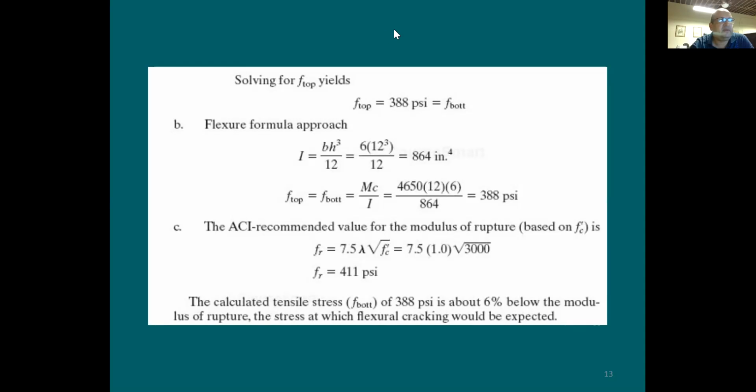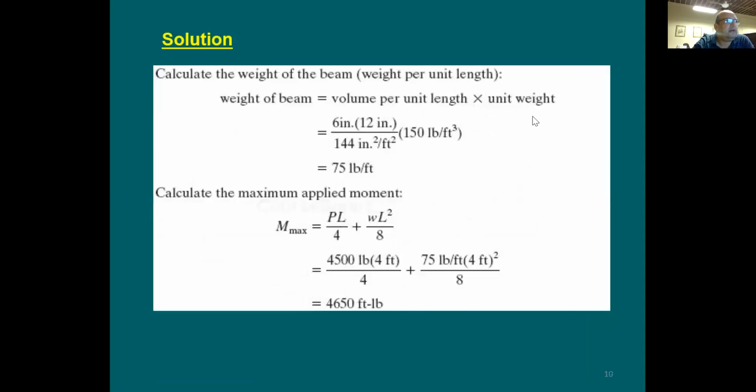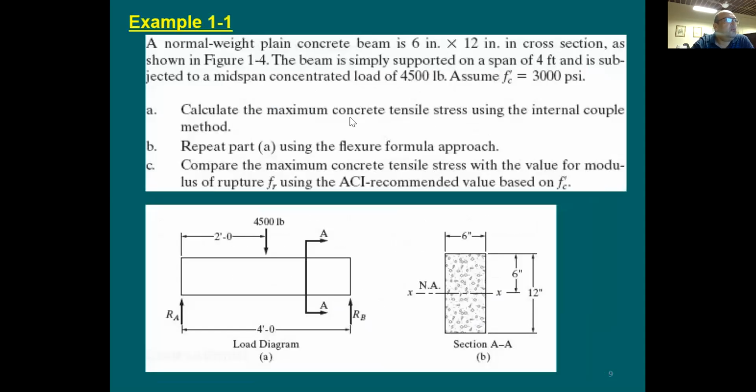All right, so this method that I have used here, we call this the internal couple method. And with that, I was able to find out the tensile stresses within the beam. So good. I'm going to jump here to item C. I'd like to see here the stresses with the ACI and compare it with this, and then go back to item B.